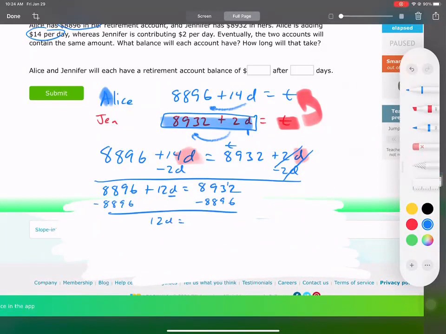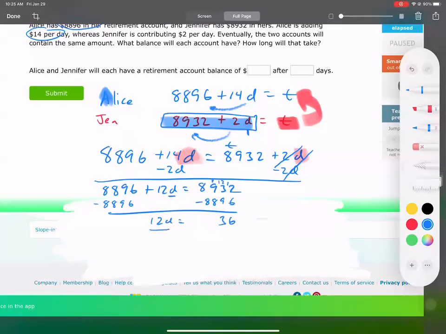I'm going to just do it by hand. That's going to be borrow a 10, that's going to be a 6. That becomes a 2, borrow a 10, that becomes an 8. 12 minus 9 is 3. And 8 minus 8 is 0. There you go, 36. Turns out they're only $36 apart.